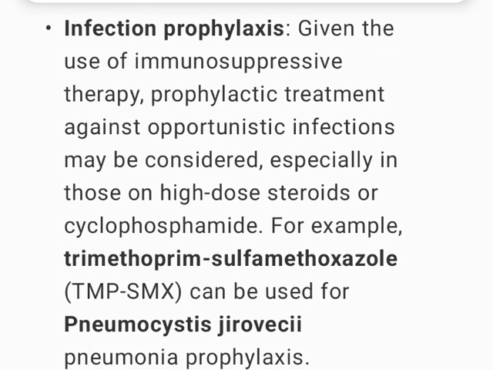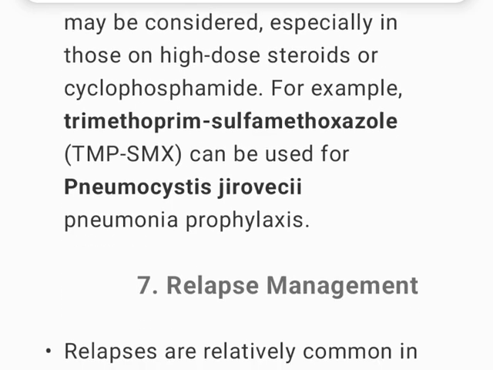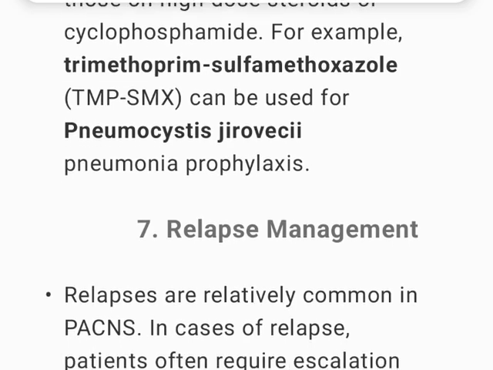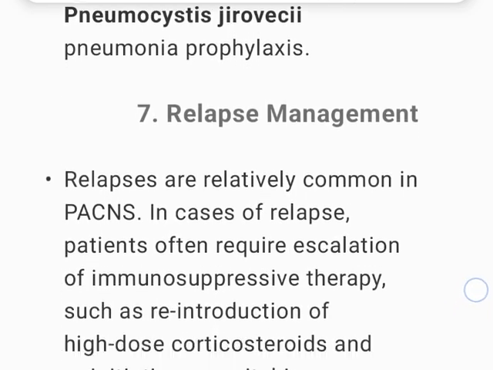Infection prophylaxis. Given the use of immunosuppressive therapy, prophylactic treatment against opportunistic infections may be considered, especially in those on high-dose steroids or cyclophosphamide. For example, trimethoprim sulfamethoxazole, TMP-SMX, can be used for pneumocystis jirovecii pneumonia prophylaxis.